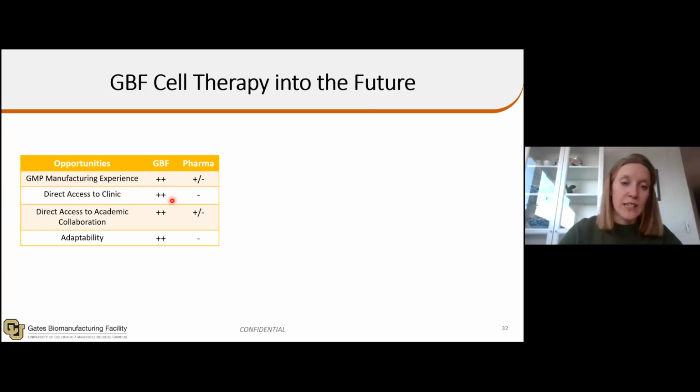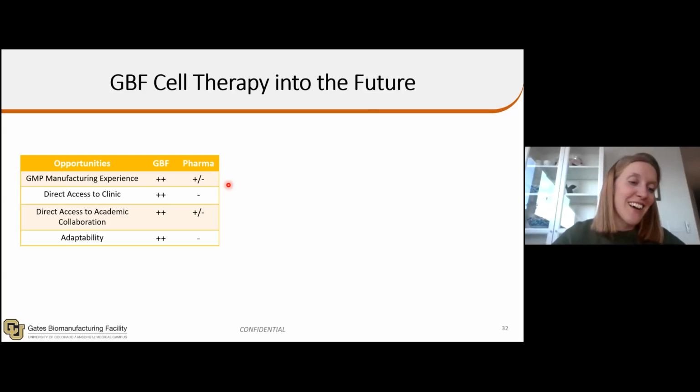I think it's fantastic that GBF has such direct access to the clinic. It gives opportunities like dosing patients with a fresh product, and having patients come onto study quickly, certainly access that big pharma doesn't have, except through collaborations where it's really throwing things over the fence and it's not a collaborative effort.